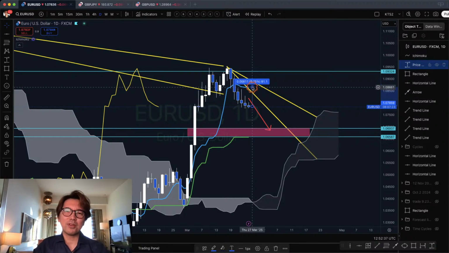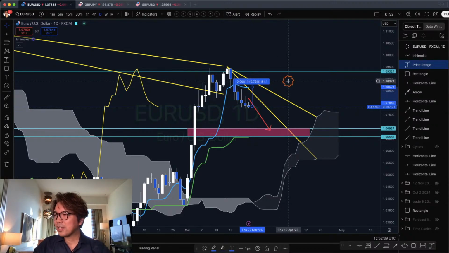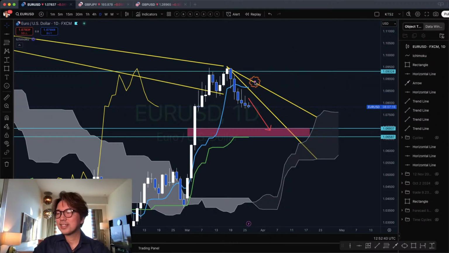80 pips of stop loss is too wide because I have to lower the lot size to make it 2% risk to the stop loss. So in this case, let me now check the 4-hour time frame.